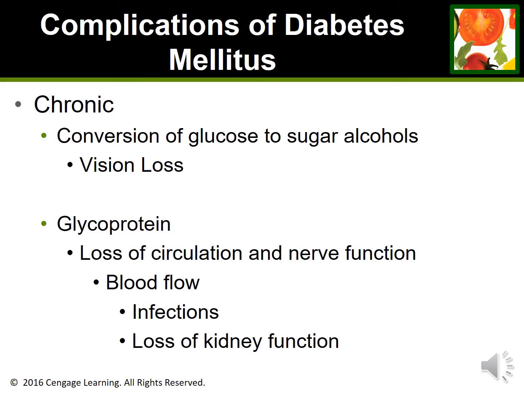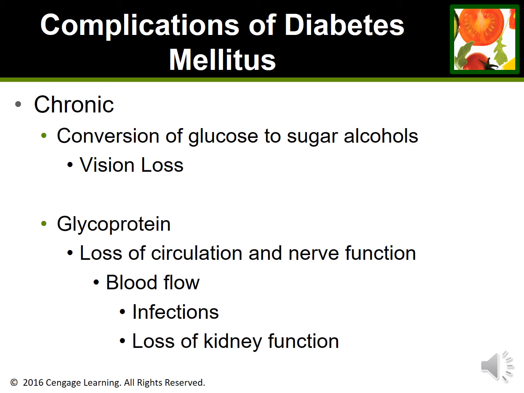Now, we mentioned that diabetes can be a form of the immune system malfunctioning. In type 1 diabetes, the immune system is attacking the cells of the pancreas that make insulin. But regardless of whether it's type 1 or type 2, if the individual doesn't keep their blood sugar in check, we end up with much bigger issues. And these are the results of chronic uncontrolled diabetes.